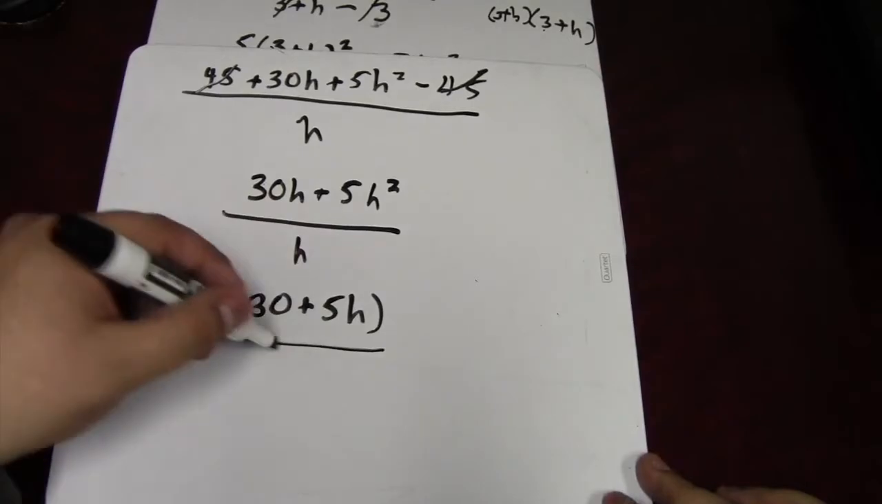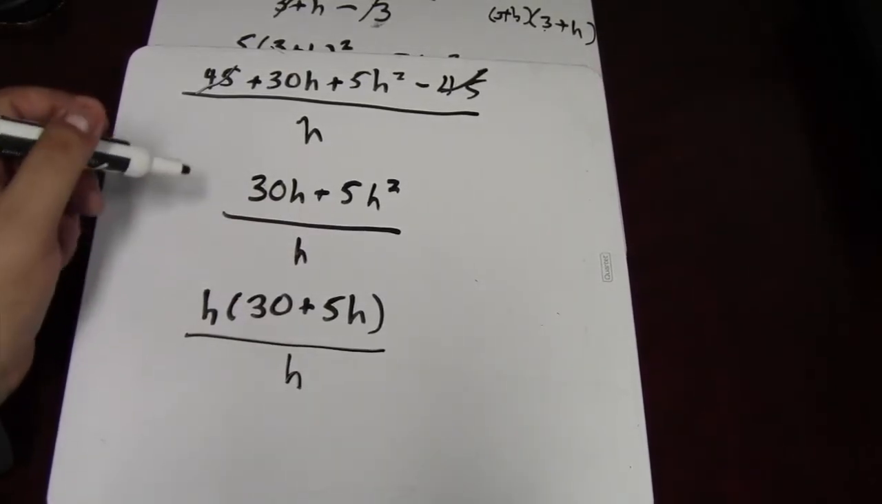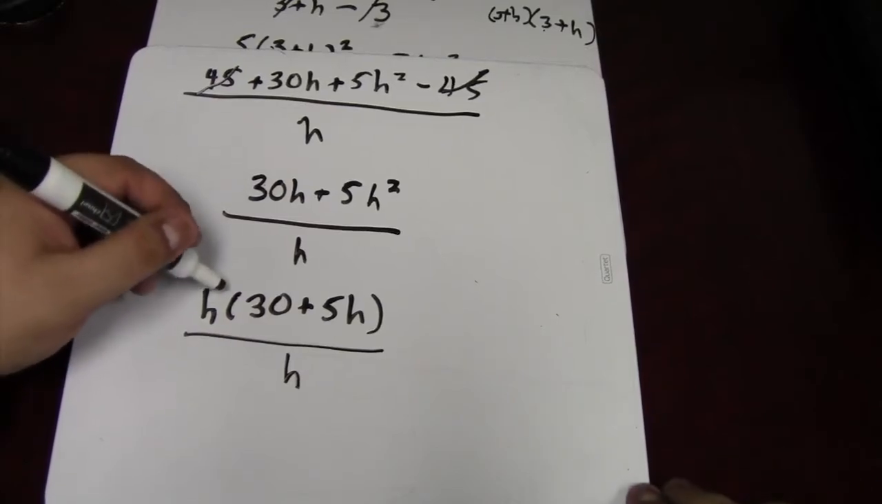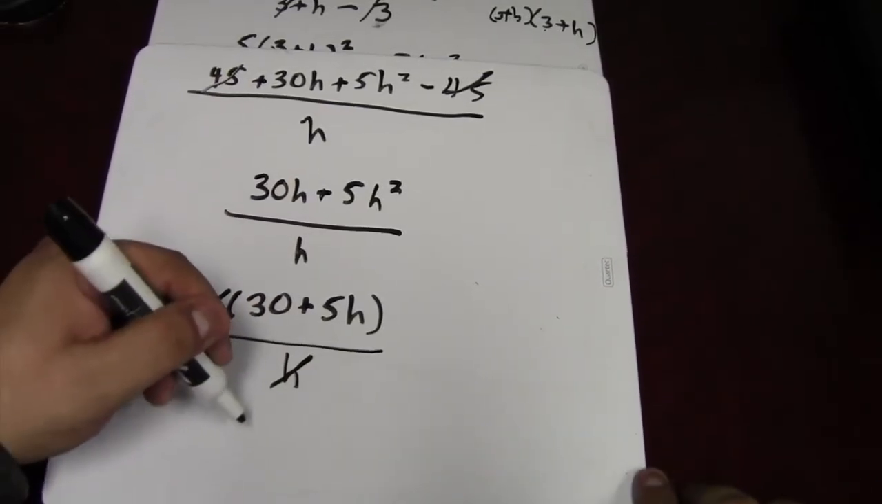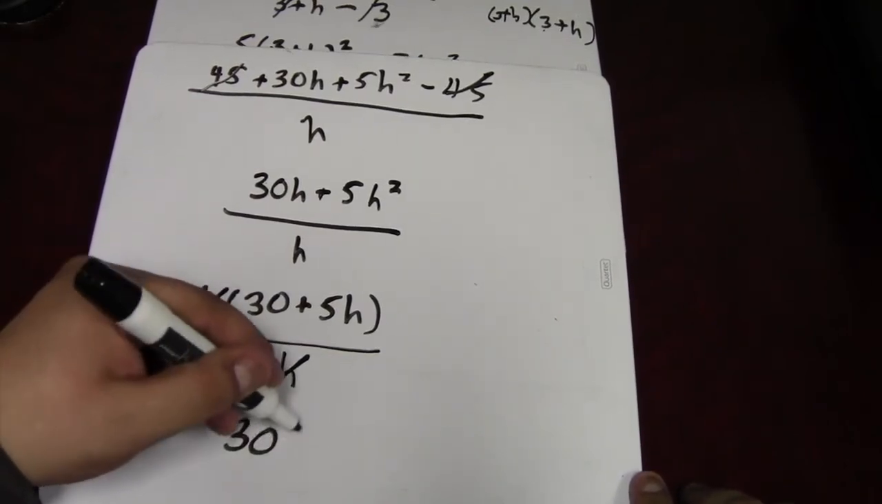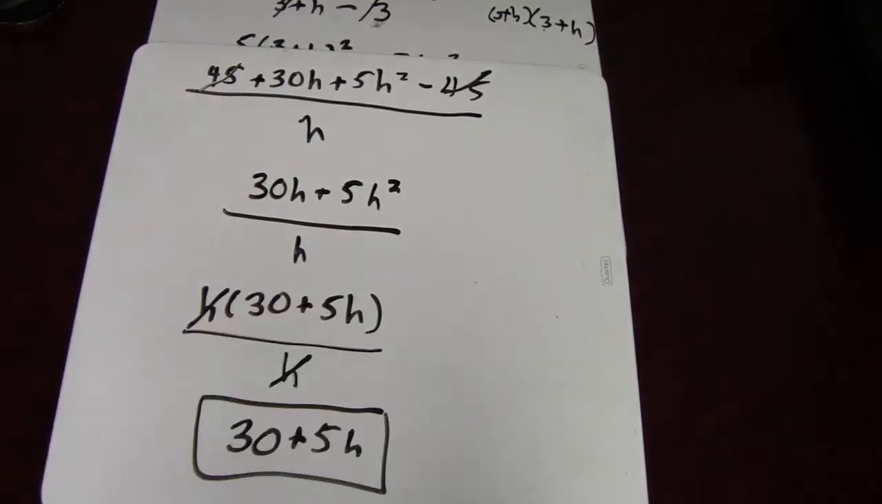And of course, we're still all over h. Now, the reason why I factored this h out is because now we see these divide to 1, so we can cross them out. So finally, we're just left with the answer, which is 30 plus 5h. So this is the answer for the rate of change based on the interval that was given, which was 3 and 3 plus h.